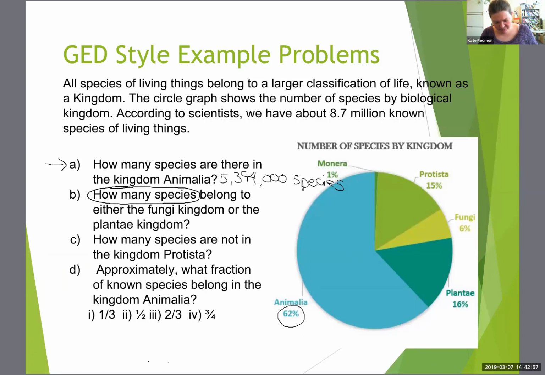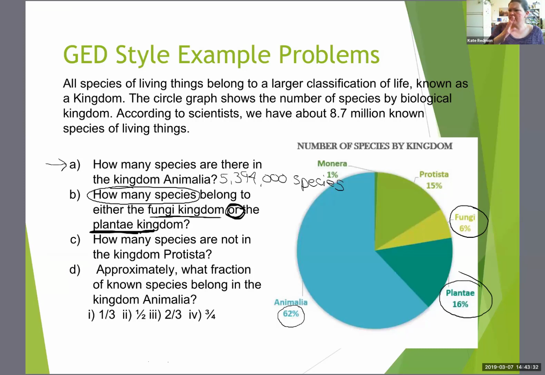But this time, yeah, James, you're absolutely right. Fungi are like mushrooms. Yeasts also fall into that category. So the fungi kingdom, and then it says, or the plantae kingdom. So I'm looking for species from either one of those groups. So let's see, fungi kingdom is 6%, and the plantae kingdom, and I don't even know if I'm saying that right, so you guys all pretend like I'm a scientist, is 16%.